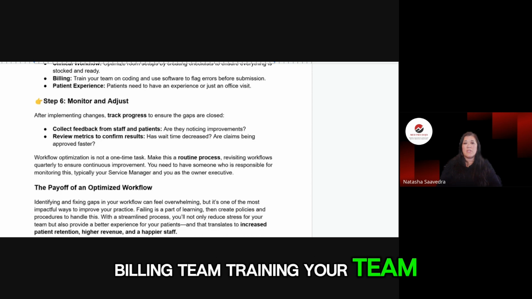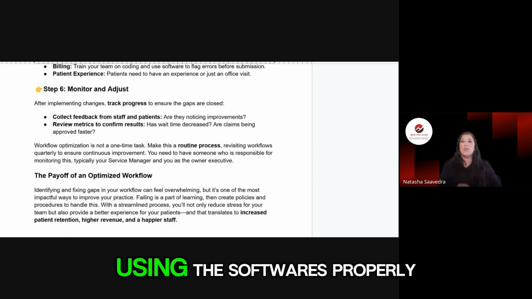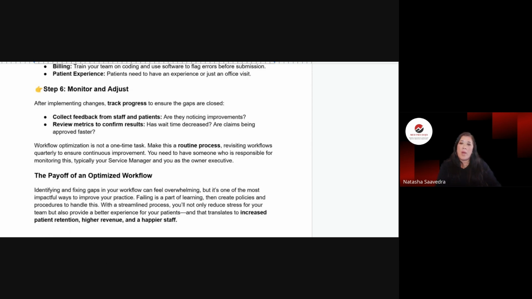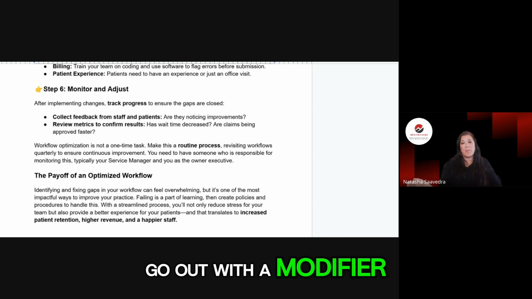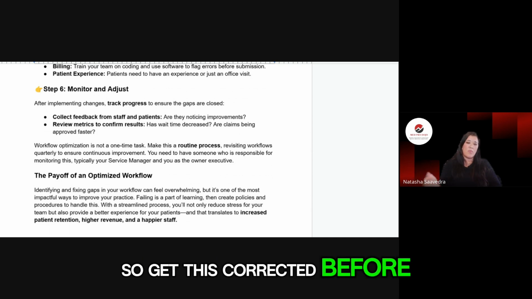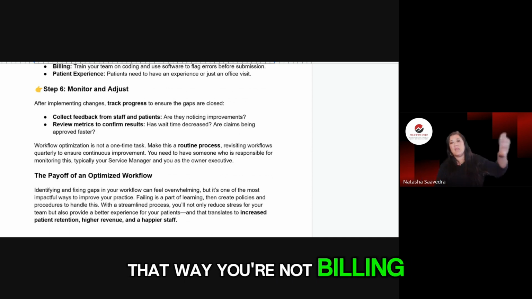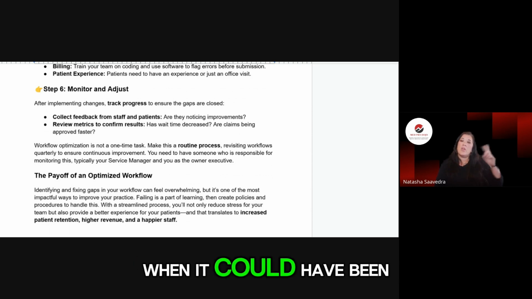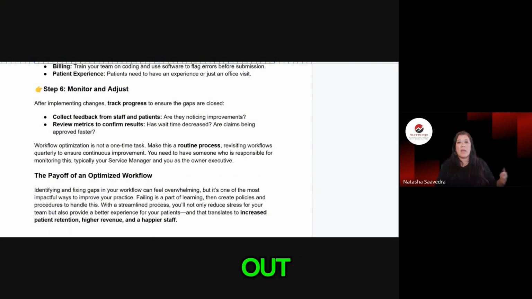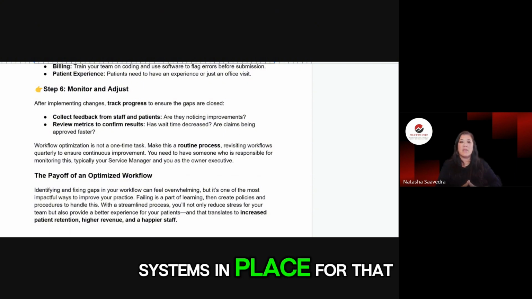Billing team, training your team on coding, using the softwares properly to see if there's any flags, or to scrub the stuff and say, no, this fee isn't going to go out with a modifier. So get this corrected before it goes out. That way you're not billing and you're getting denials 3 weeks later when it could have been handled the day that it went out. So make sure you have systems in place for that.